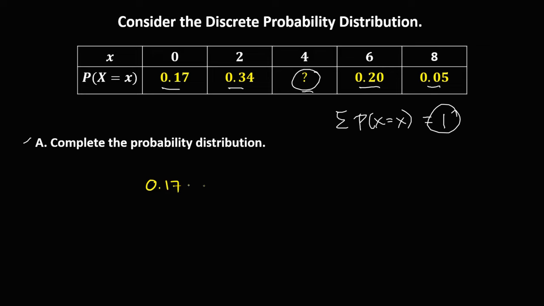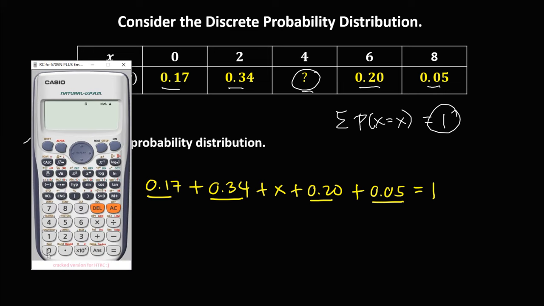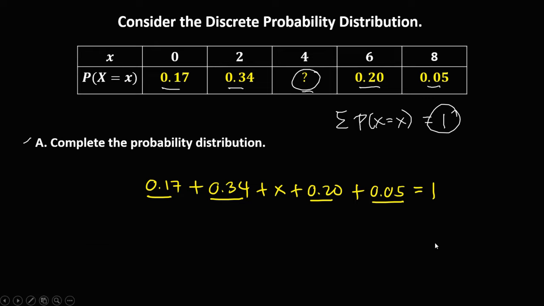So we have 0.17 plus 0.34 plus, this one is x, that's the unknown, plus 0.20, then plus 0.05, that's equal to 1. Then add all these given probabilities. So we have 0.17 plus 0.34 plus 0.20 plus 0.05 equals, so that's 0.76. So we have x plus 0.76 equals 1.